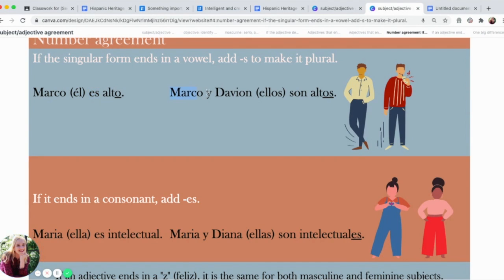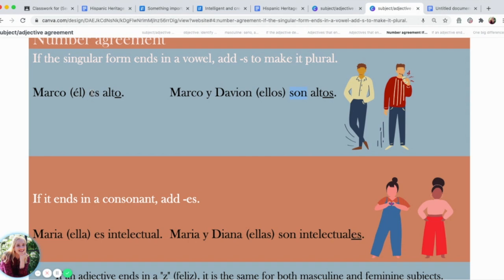What about in this example? Marco y Davian son altos, or ellos son altos. Which word is our form of ser? Good. Yeah, so son is going to be our version of ser that we're going to use because our subject is ellos. So it's a similar change from saying Marco is tall. Marco and Davian are tall.